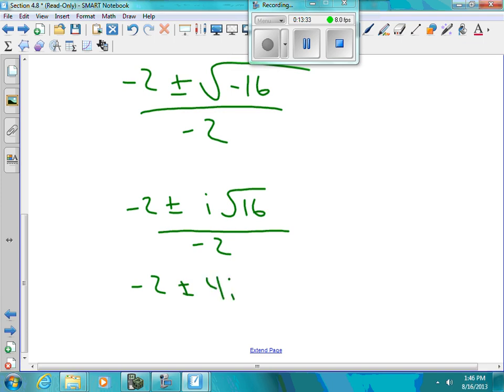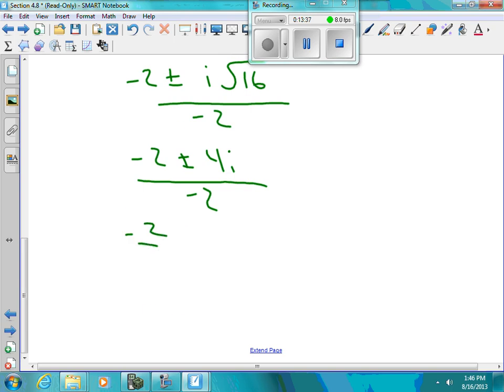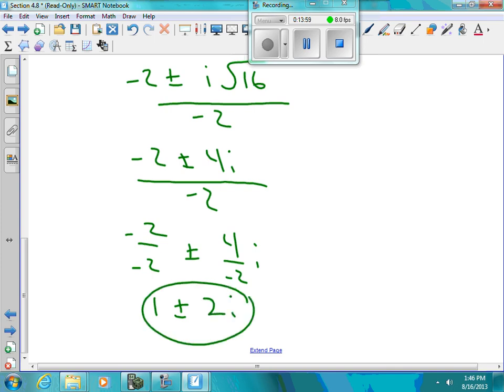So 4i over -2. Since both of these can be divided by 2, let's divide each of them separately. 4 over -2i, and we end up with 1 plus or minus, and really this negative with the plus or minus part is going to cancel out, so we're just going to say plus or minus 4 divided by 2 is 2i. So you can plug these answers back in, get a solution.